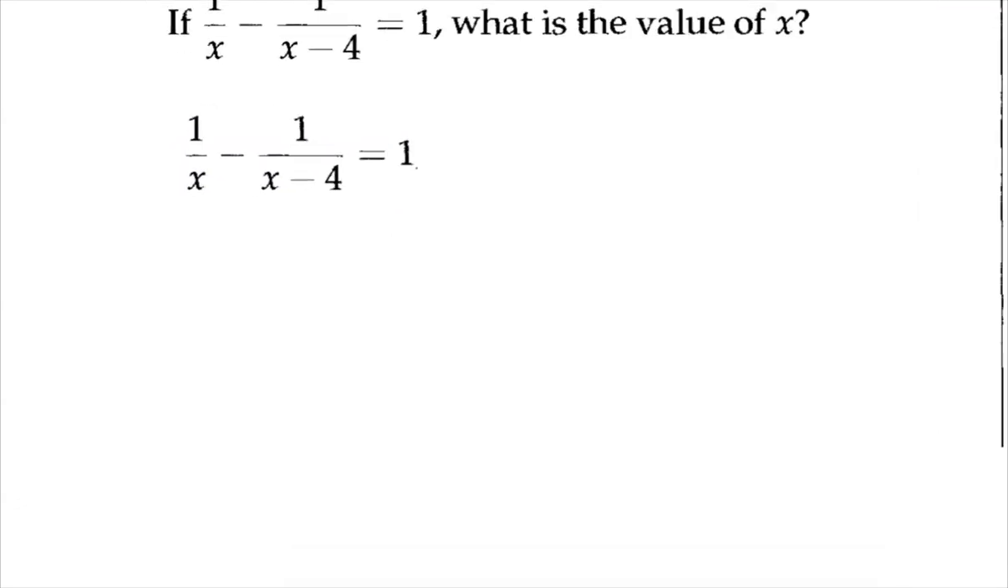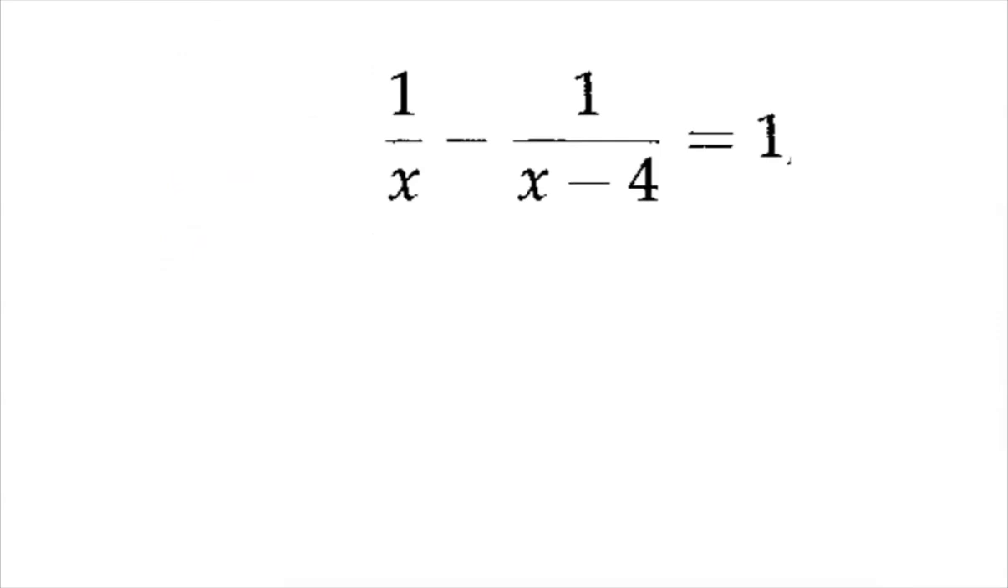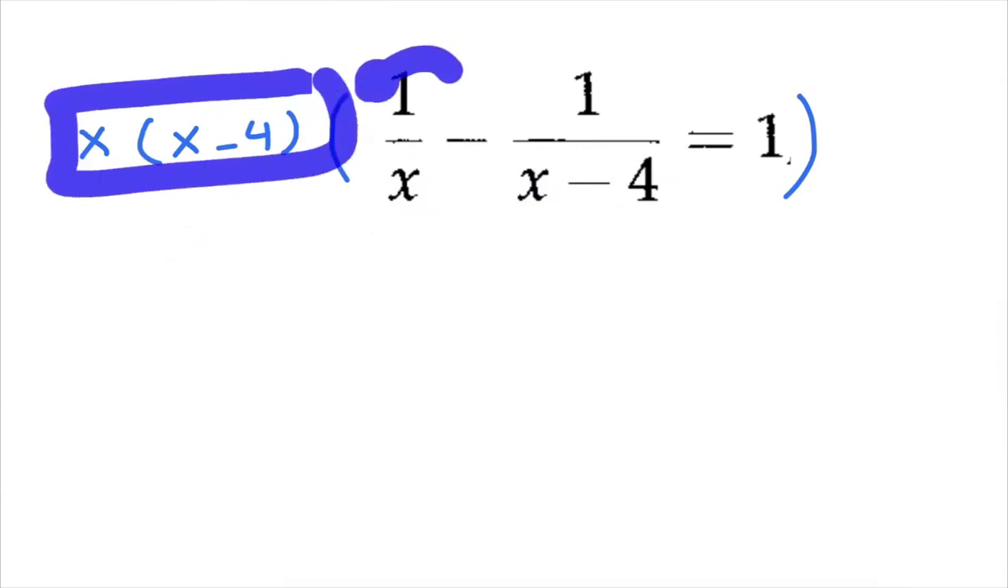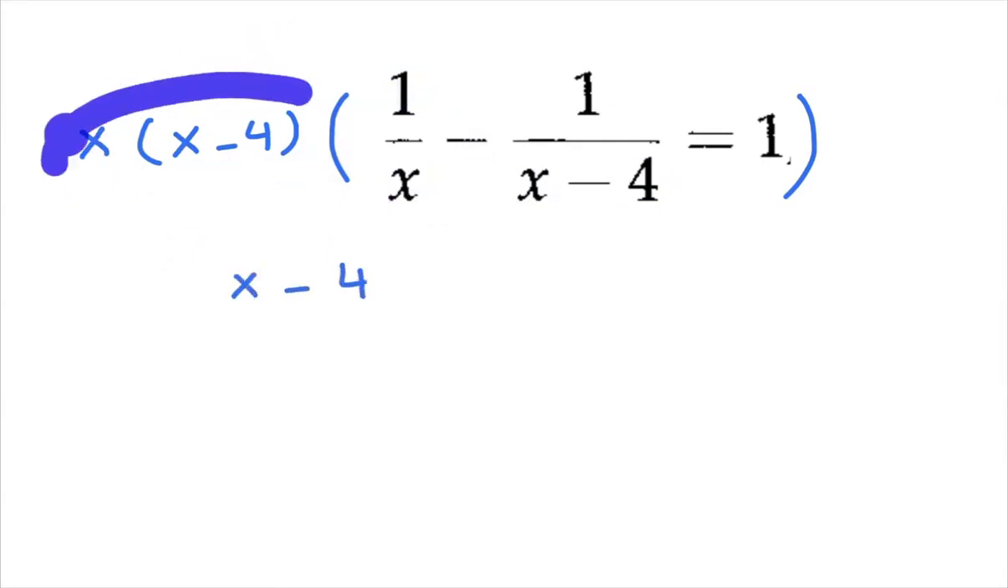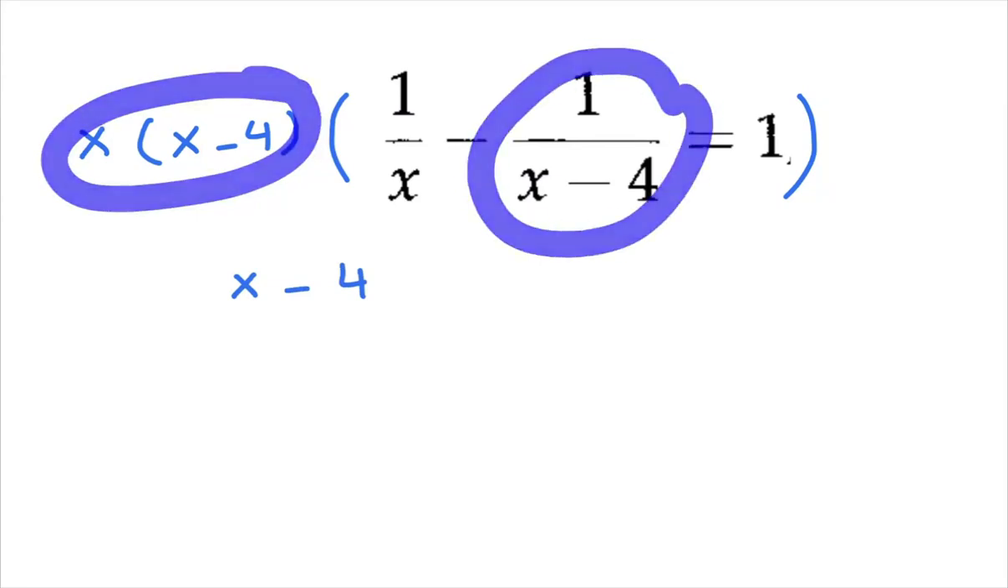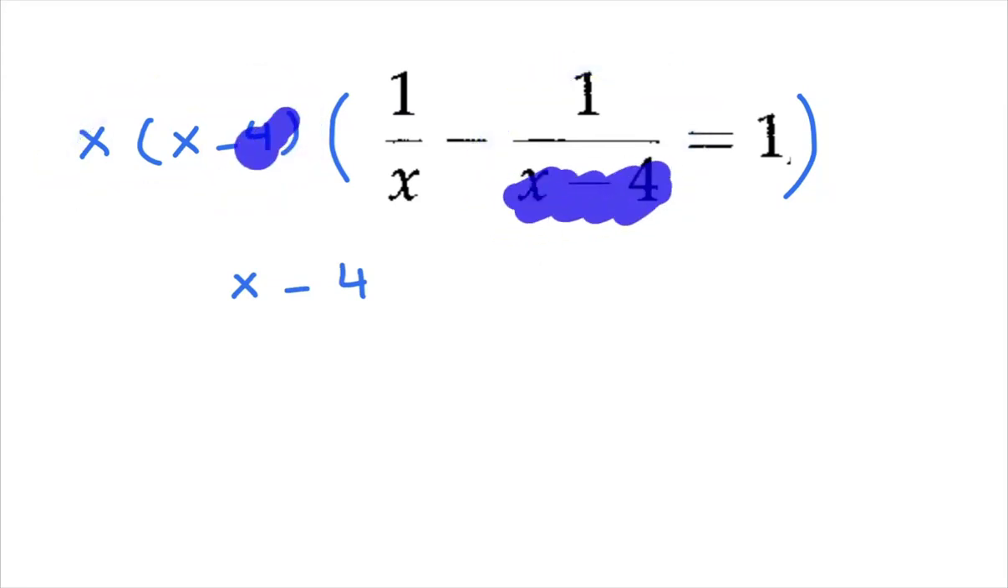Again, the main problem here is the fractions, and we need to cancel the denominators. What denominators do we have here? We have x, and we have x - 4. So I'm going to multiply the whole equation by x and x - 4. If you multiply this by 1/x, x cancels x. Then we will multiply 1 by x - 4. It will be x - 4. If you multiply this by this, x - 4 cancels x - 4.